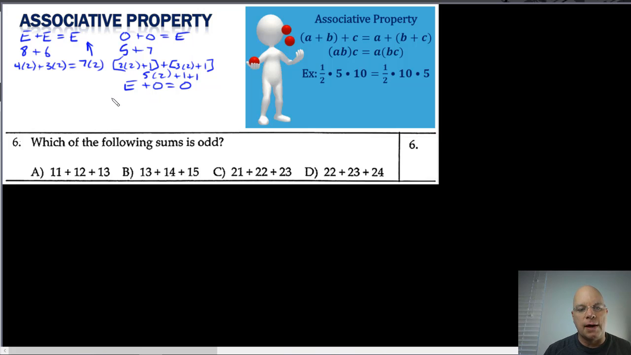Even plus odd, let's just say 12 plus 11. This is 6 2s and 5 2s and 1. So if I associate the 2s, I have 11 2s and 1. I have 22 with 1 left over. The single odd leaves you with 1 extra 1, and that's why your sum will always be odd.